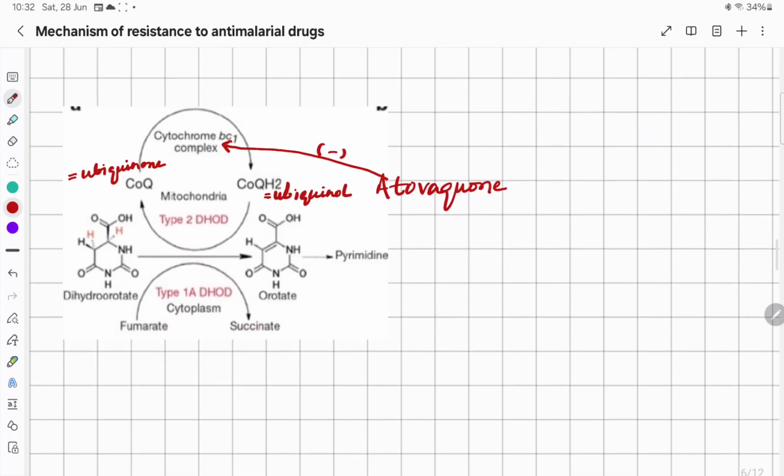Then this is the dihydroorotate to orotate step, and here the type 2 dihydroorotate dehydrogenase enzyme, and here we use the ubiquinol or coenzyme QH2. It is converted to coenzyme Q or ubiquinone, and this regeneration occurs by complex 3, the cytochrome bc1 complex, and atovaquone inhibits the cytochrome bc1 complex.